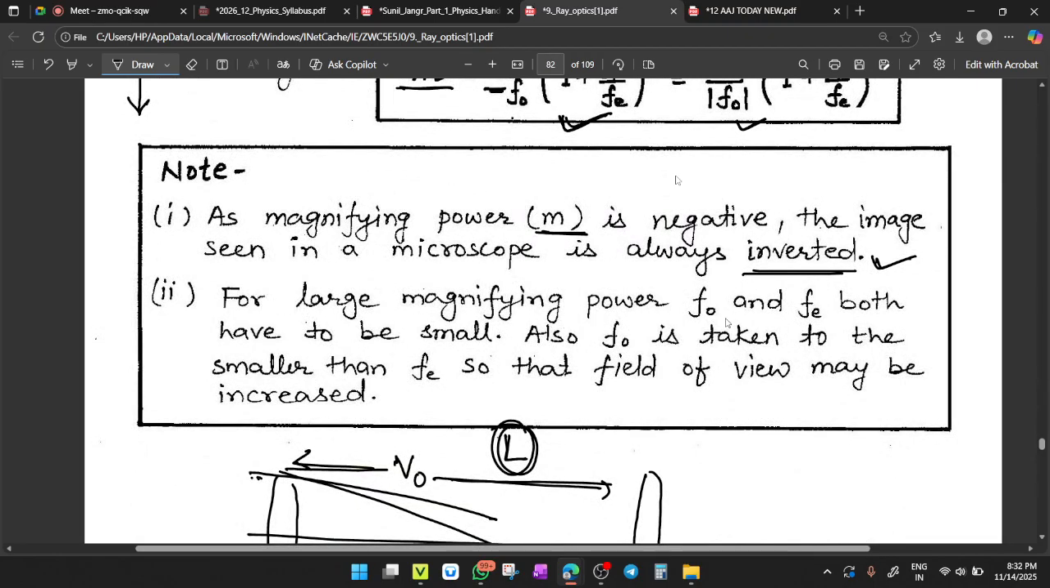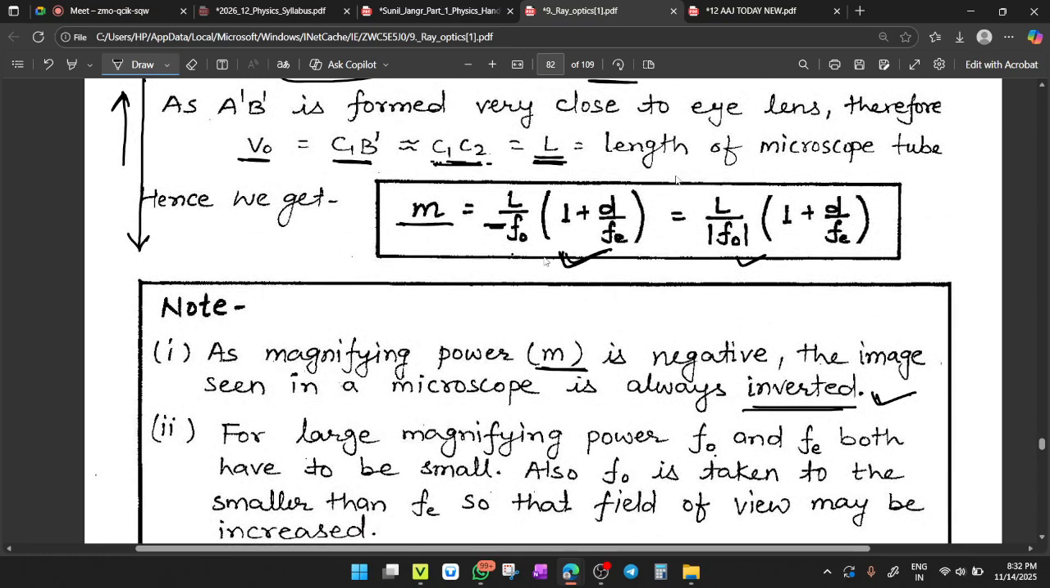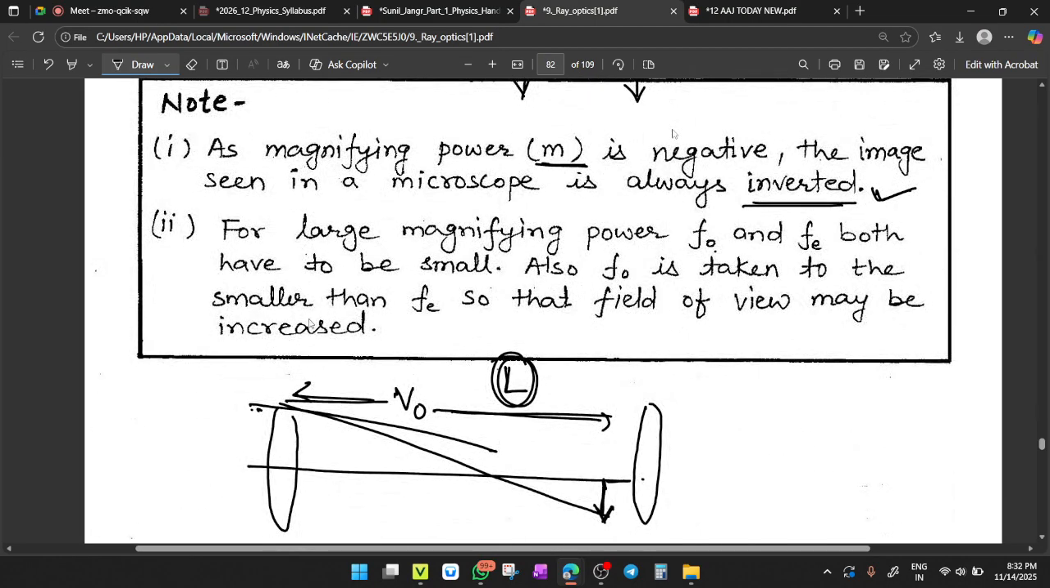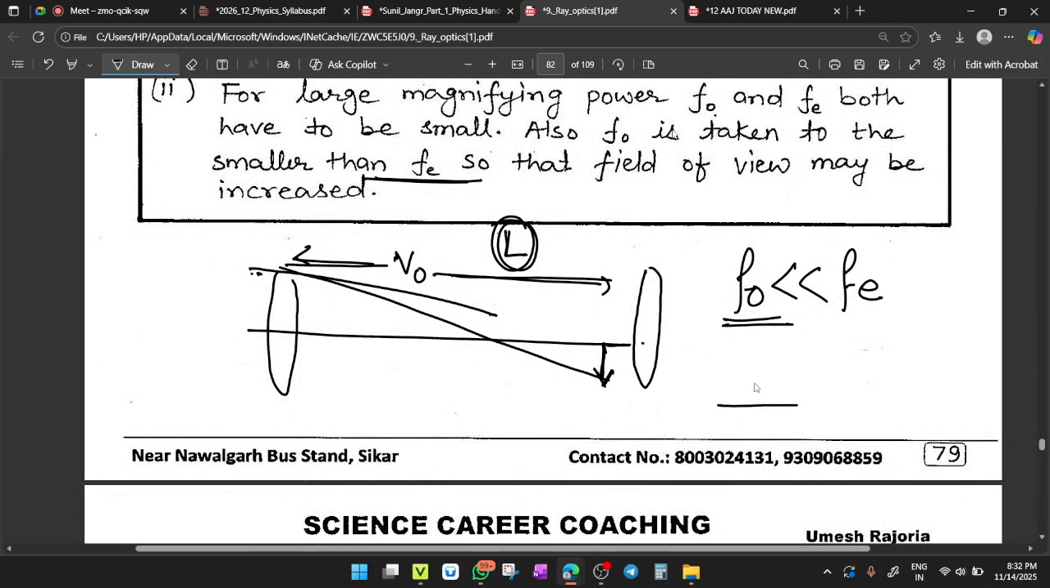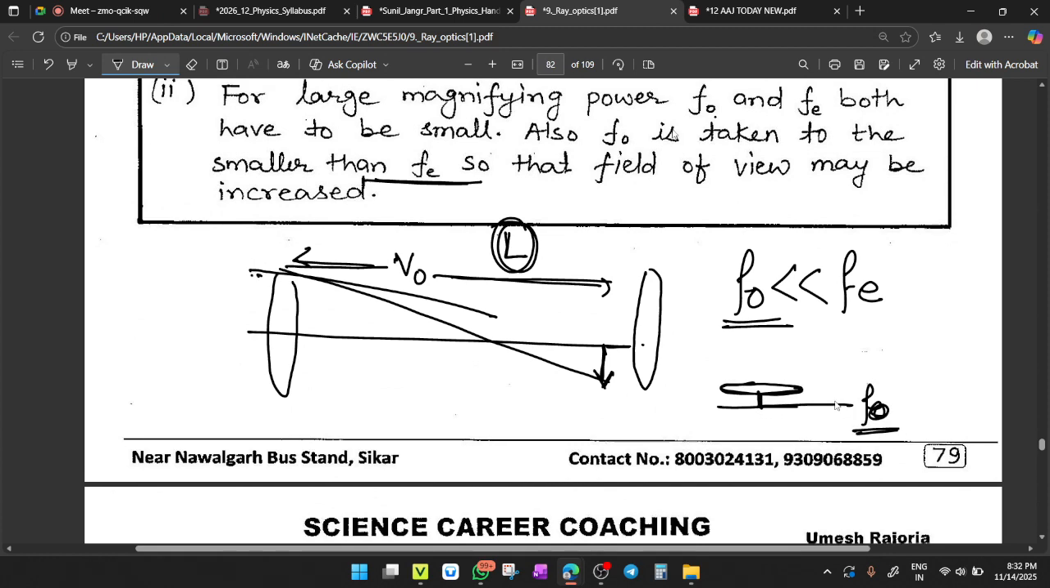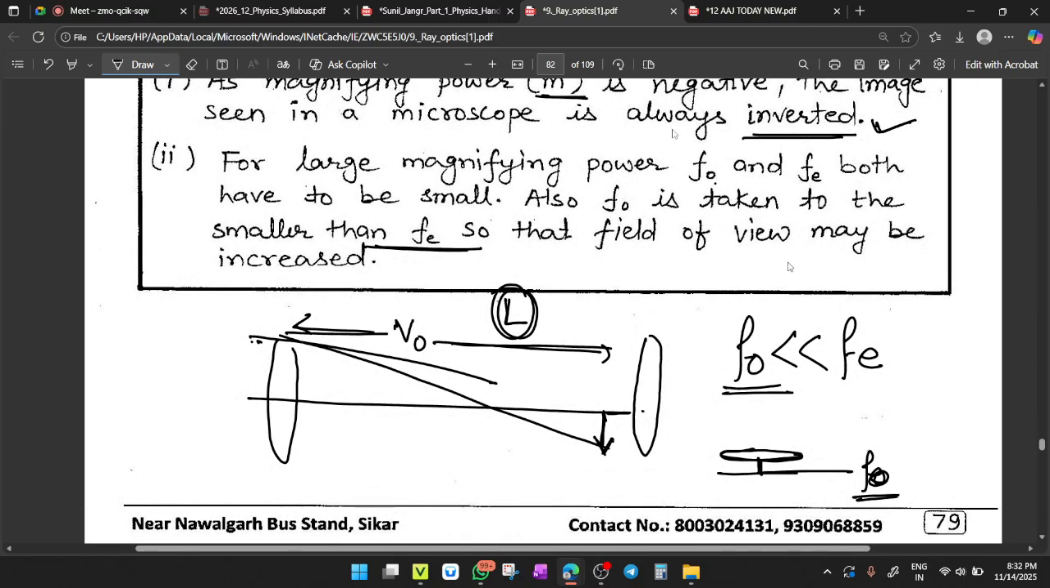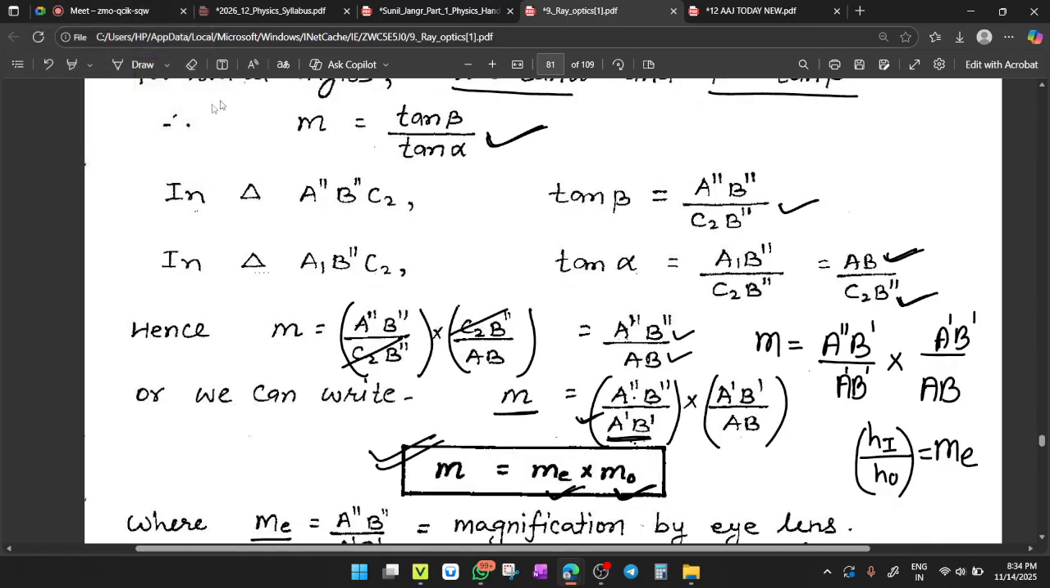For large magnifying power, FO and FE both have to be small. For large magnifying power, the denominator should be less, so you will have a small FO as well as a small FE. Also, FO is taken smaller than FE. That is obvious because the slide is very near to the objective lens, so this has to be very small. FO should be very small compared to FE so that the field of view may be increased. Done.